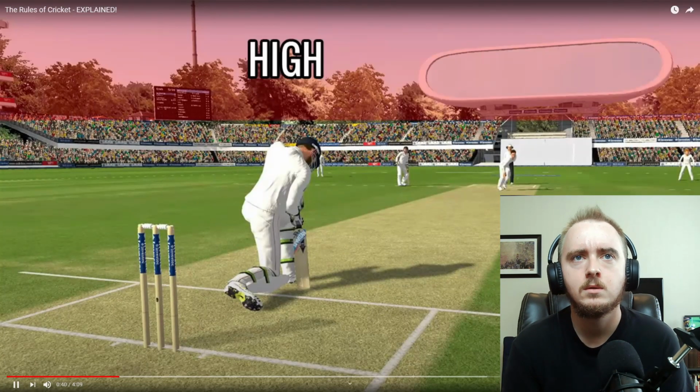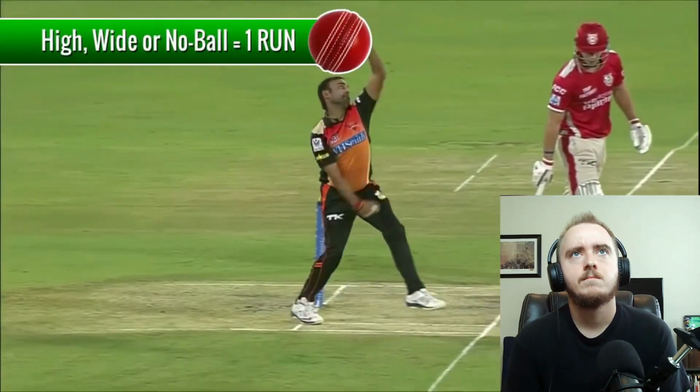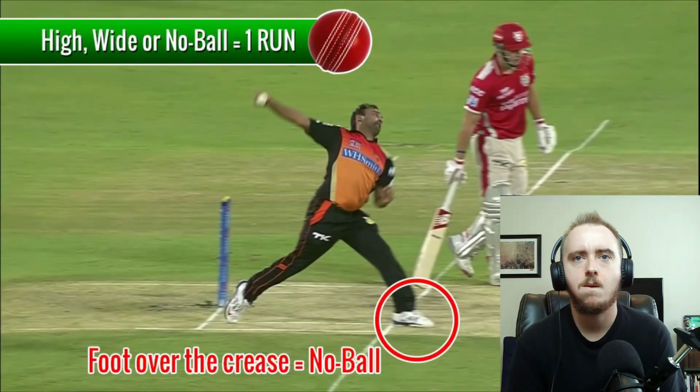If the bowler bowls the ball high, wide, or throws a no ball, which is an illegal bowl, this automatically scores 1 run.